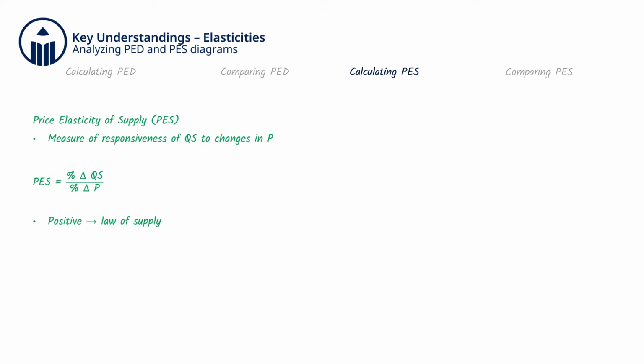a positive causal relationship. A PES that is greater than 1 implies that supply is price elastic, which means that a change in price will result in a more than proportionate change in quantity supplied. A PES less than 1 implies that supply is price inelastic, which means that a change in price will result in a less than proportionate change in quantity supplied.